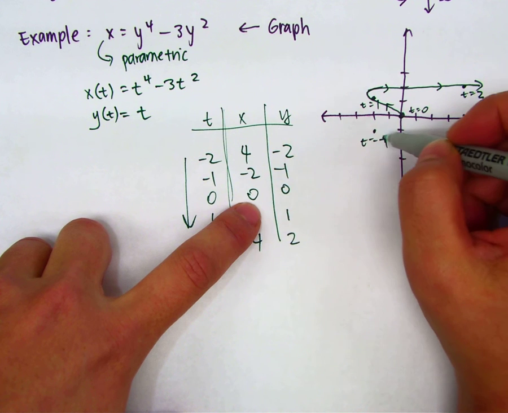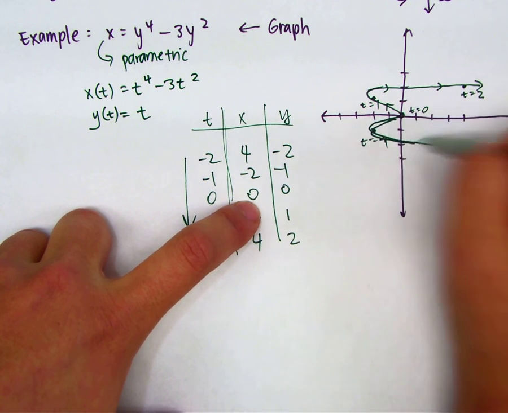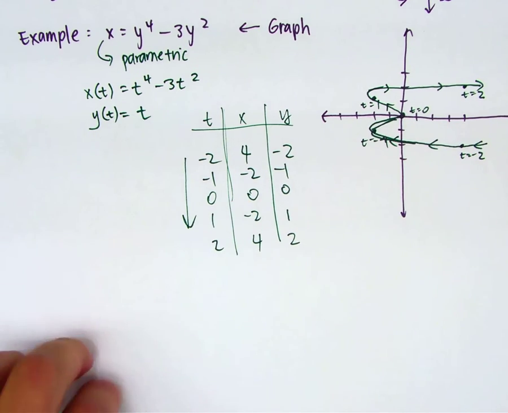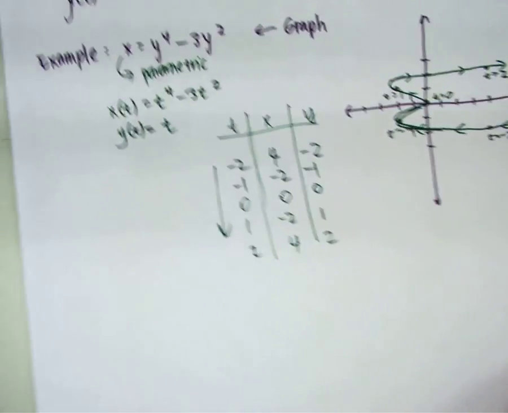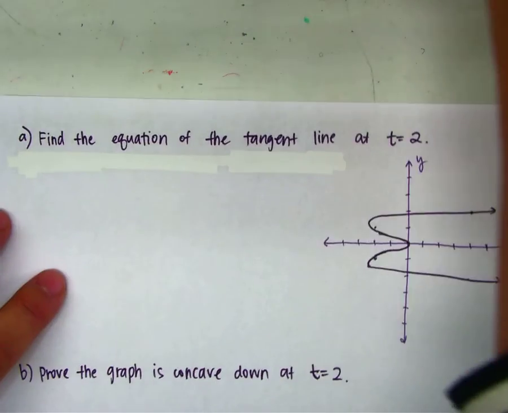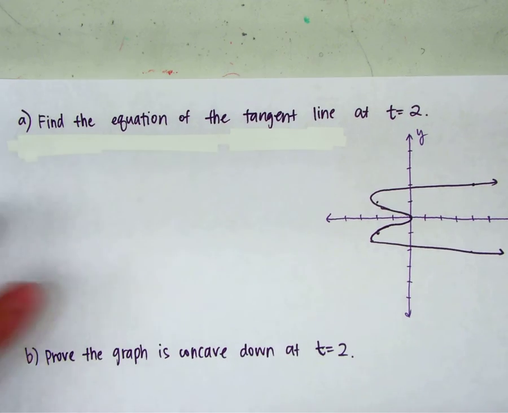So it looks like it's doing something like that, maybe something like this, right? And it's going in this direction. Yeah? So now let's take a look at finding the equation of the tangent line at t equals 2.